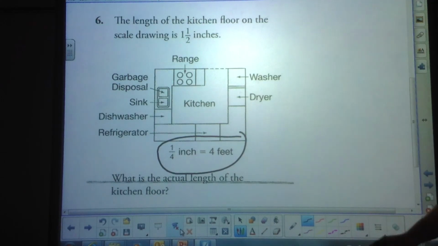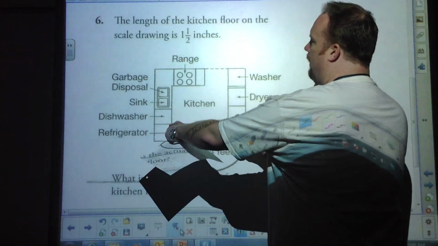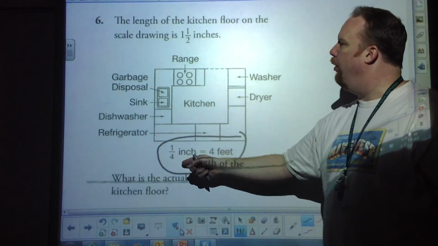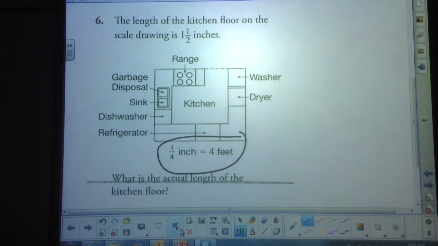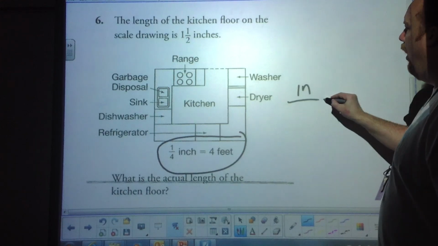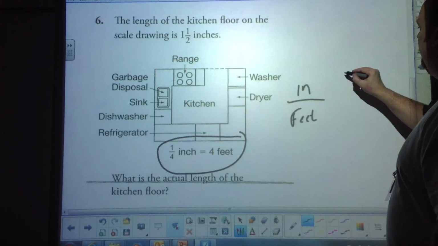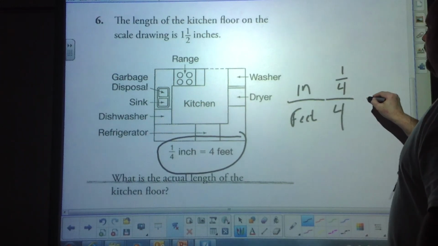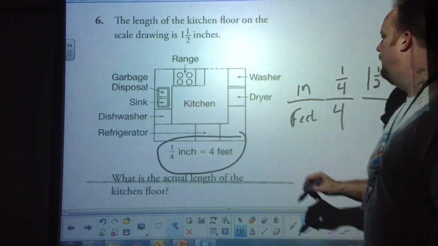Okay, well, what it's saying is, if I were to take this map and measure from here to here, it's going to be 1.5 inches. So we want to know, basically, how many quarter inches are in an inch and a half? That's what we're doing. So all I need to do, again, is set up a proportion. We're going to put inches over feet. We're going to say 1/4 equals 4 feet. We're going to say 1.5, because those are inches, over x.